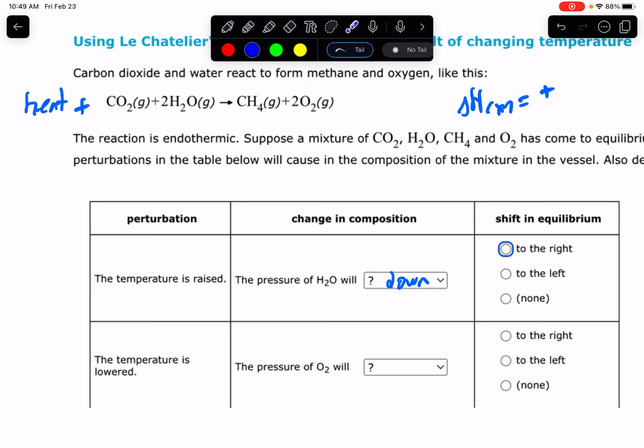So, again, we kind of answer both the questions simultaneously, but the pressure of the O2 is going to go down. And which way we're going to shift? We're going to shift to the left. And up here, when we raise the temperature, we're going to shift to the right.